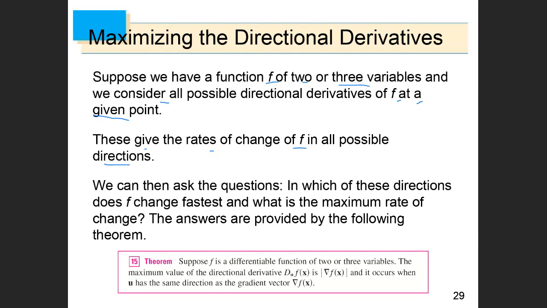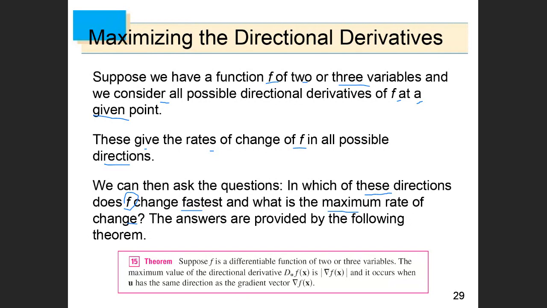So we can then ask the questions: in which of these directions does f change fastest, and what is the maximum rate of change? If you're willing to maximize, you want to go higher in the fastest direction. If you are willing to minimize, you want to go deeper in the direction with the maximum rate of change, or the lowest rate of change, of course. So the answers are provided by the following theorem.